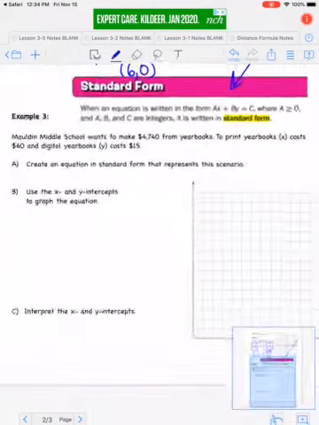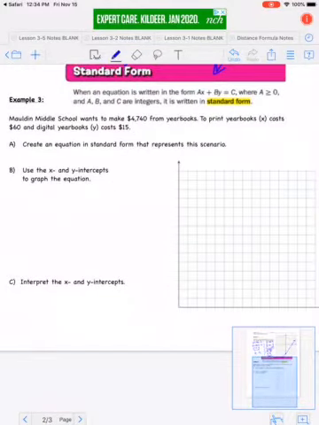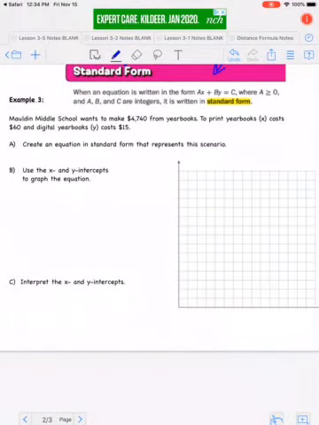So then the last one for standard form. Okay, standard form is when you have ax plus by is equal to c, where a is greater than or equal to 0, and a, b, and c are integers. So it says Malden Middle School wants to make $4,740 from yearbooks. Printed yearbooks, which is going to be our x, cost $60, and digital yearbooks, which is going to be our y, cost $15. Create an equation in standard form that represents the scenario.